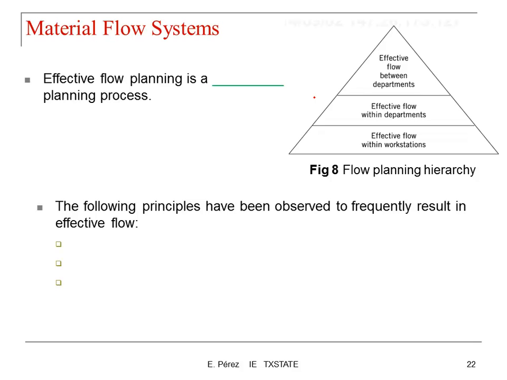So effective flow planning is a hierarchical planning process. You're going to have to start with some elemental planning steps, and then go to more complicated ones. So starting with the workstations, you move to within departments, and then you move to flow between departments. The following principles have been observed to frequently result in effective flow.